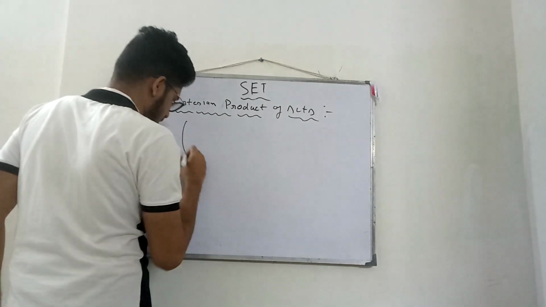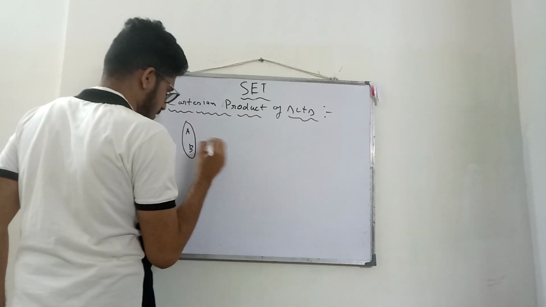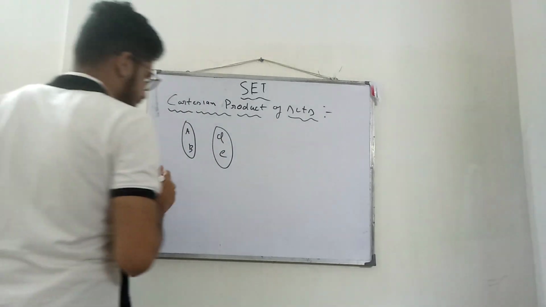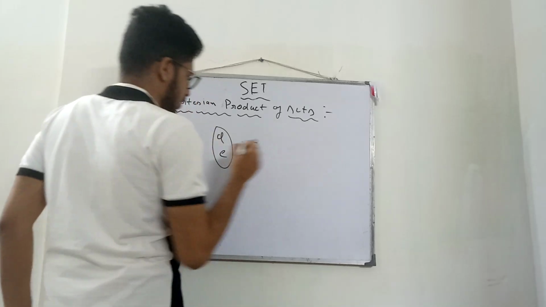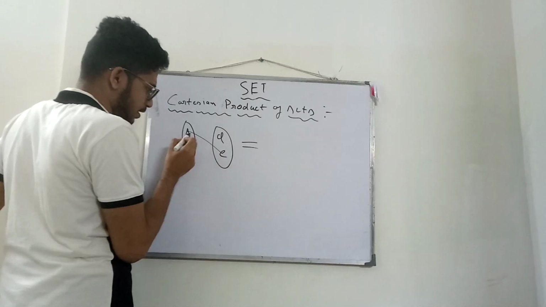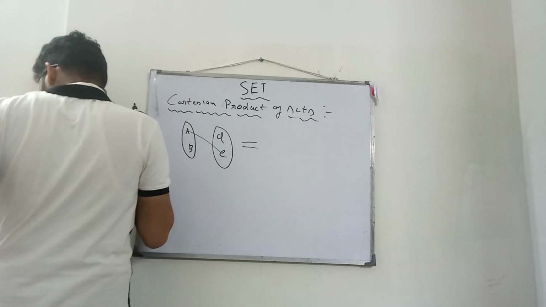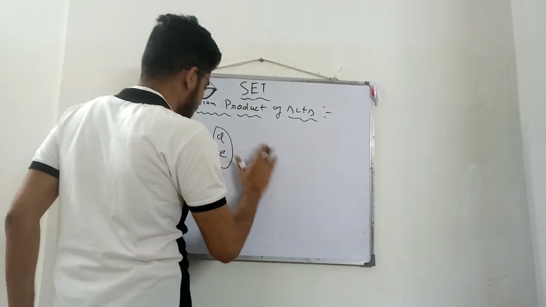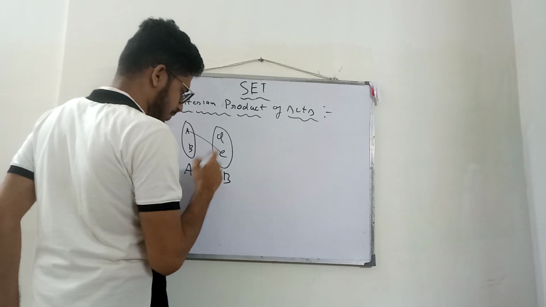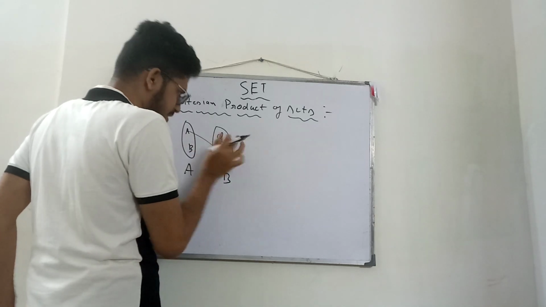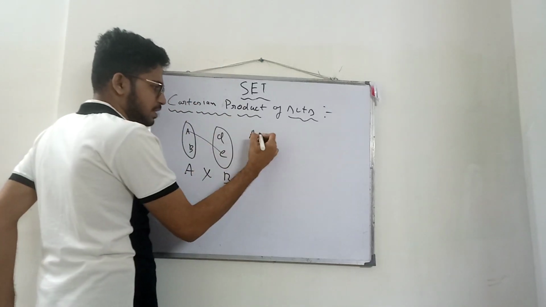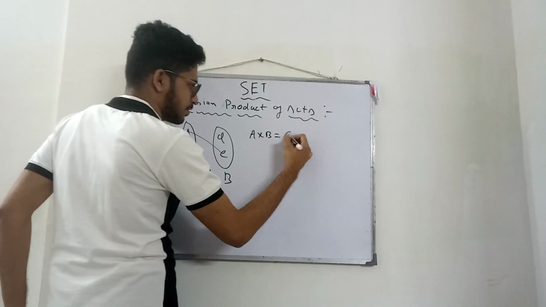Here, suppose A, B, and here suppose D and E. Now, the Cartesian product means the cross multiplication of the elements. Suppose this is A, suppose this is B. The Cartesian product means the product, the multiplication of these two elements. Suppose A is one element and B is one element, and their multiplication we call the Cartesian product.